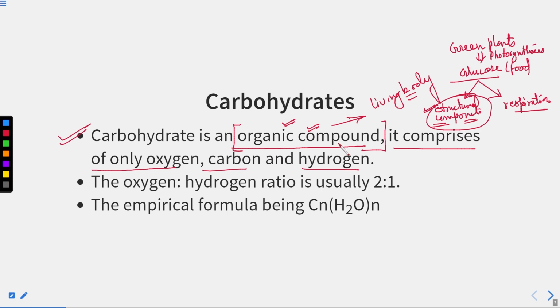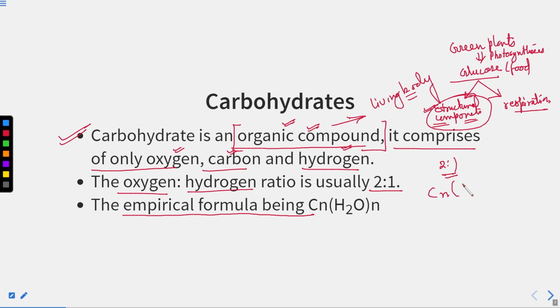It is present in the living body, and it is made up of only three elements, that is oxygen, carbon, and hydrogen. The hydrogen to oxygen ratio is 2:1. So if the oxygen is 1, then the ratio of hydrogen will be 2. As you can see, this is the empirical formula, CnH2nOn.